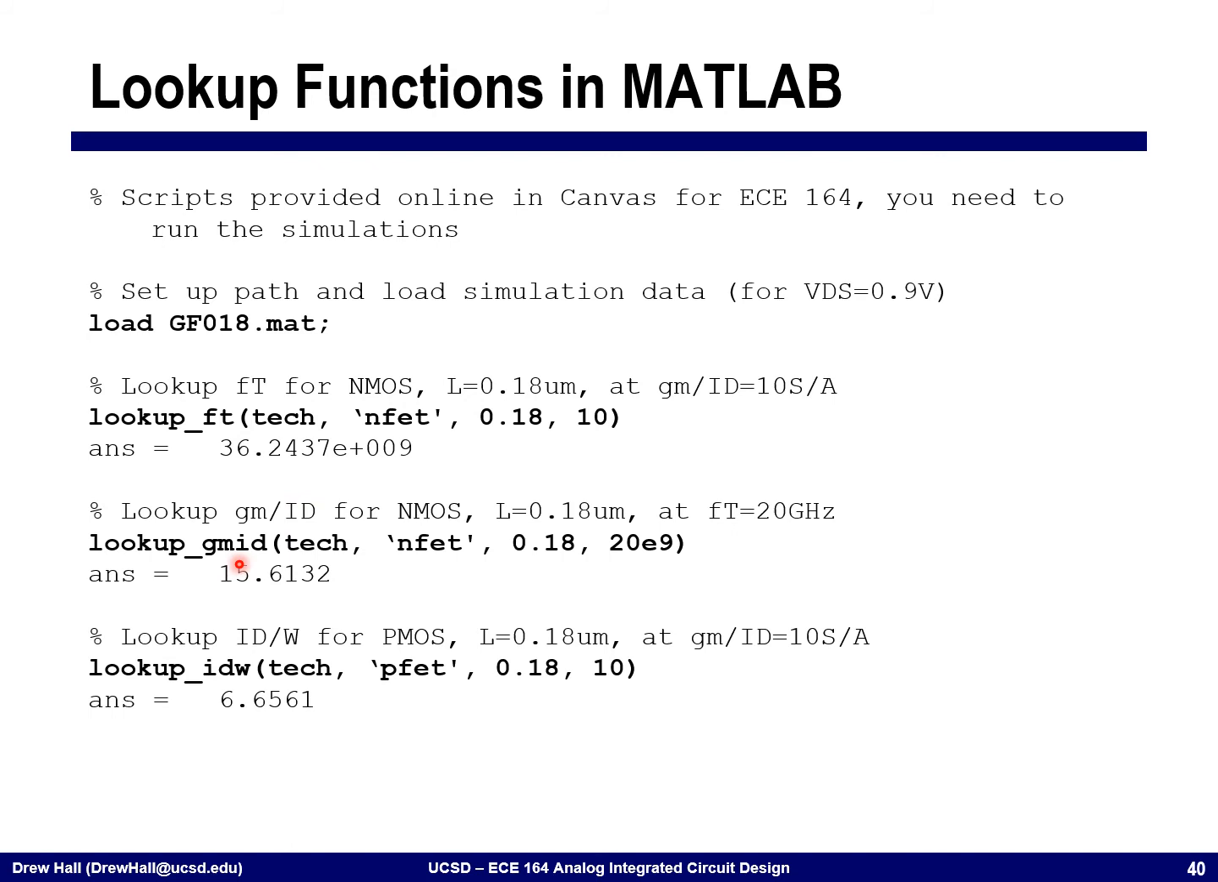Similarly, if I wanted to look up the gm over ID, I have the technology, the type of device, the length, and I can give it an FT value, and it will tell me what gm over ID to bias it at. Same thing for ID over W. In this case, I'm looking up a PFET device. There are also a few other lookup functions. Feel free to look in the folder at these various different functions.